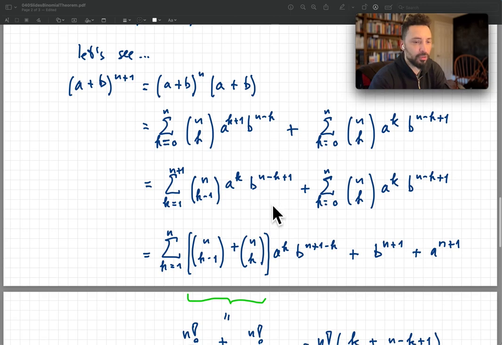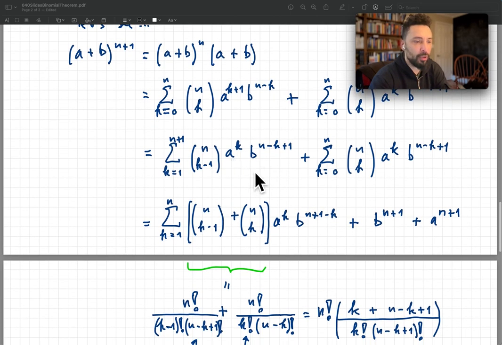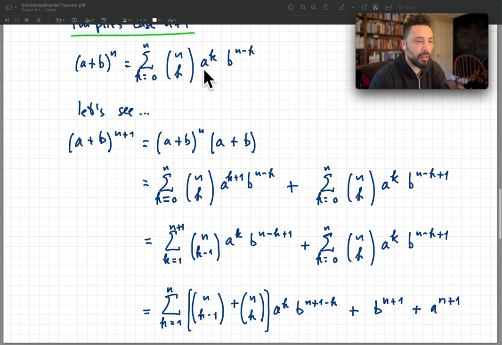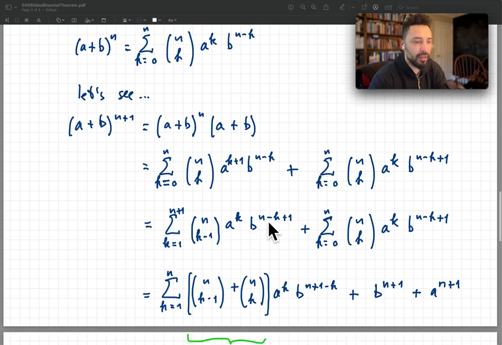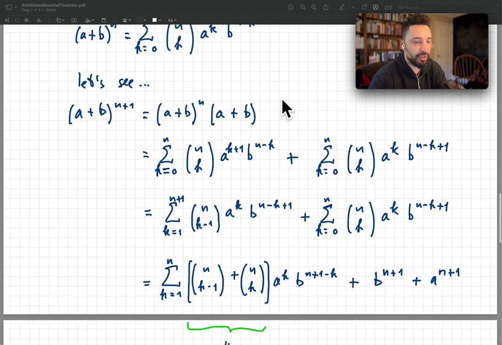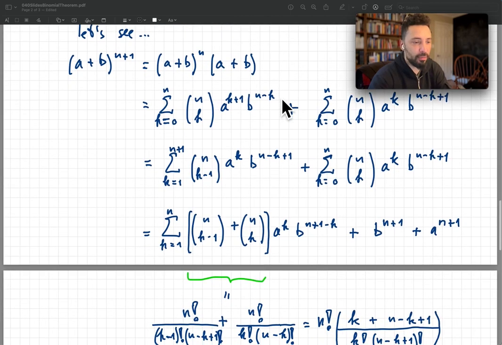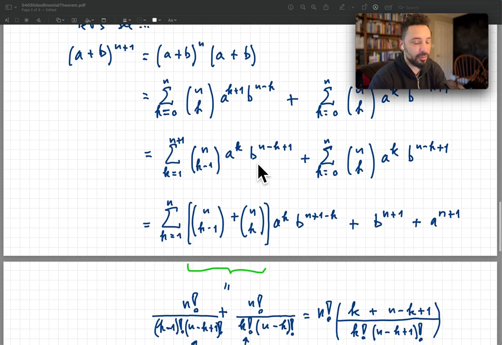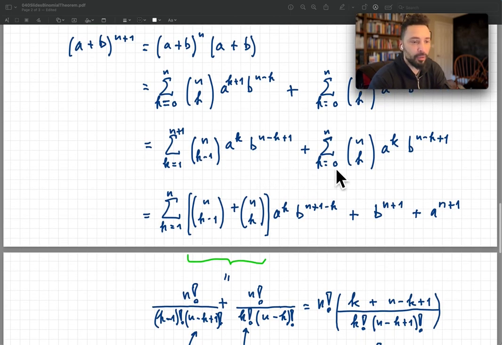So why would I want to do this? The main reason is that I want to make sure that this object looks just like this object. And why do I do that? Well, you see over here, when I have a to the k, b to the n minus k, for the n plus 1 case, this would look like a to the k, b to the n plus 1 minus k. And that's exactly what we have here. n minus k plus 1 is exactly the type of term that I would have for the n plus 1 case. And so I want that to appear, and so I know where I'm going. So I manipulate the formulas to make that appear explicitly, and then I see what results from that.